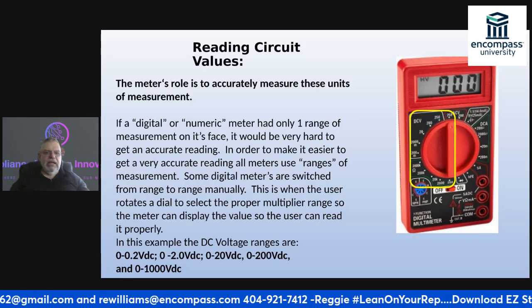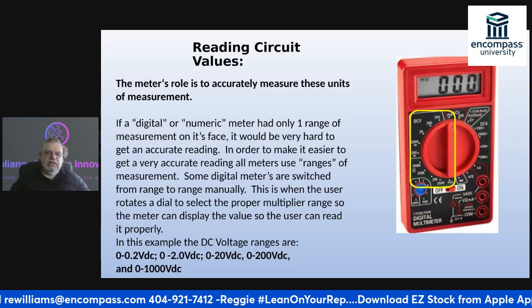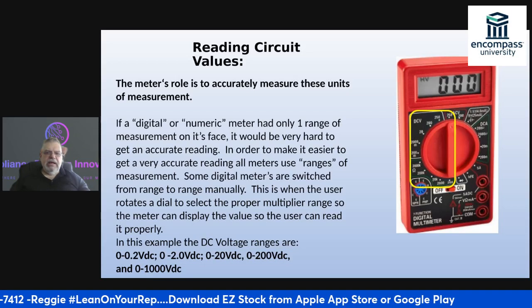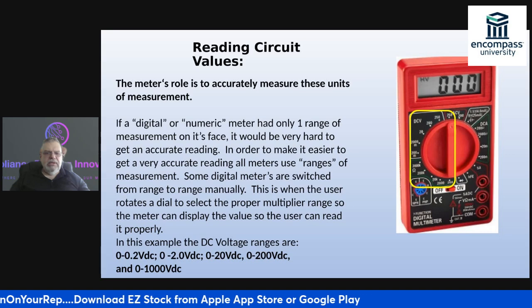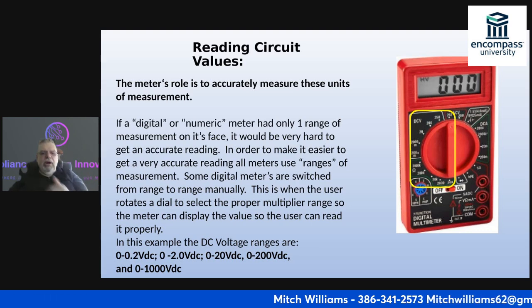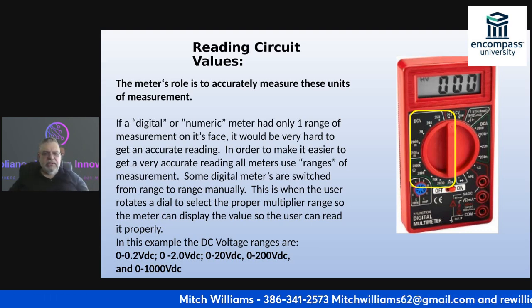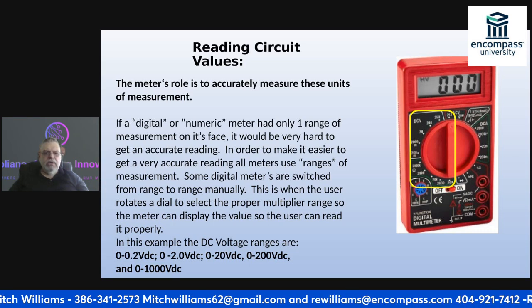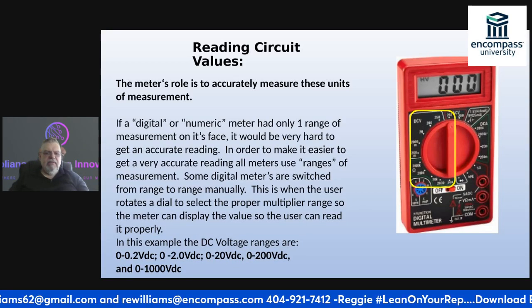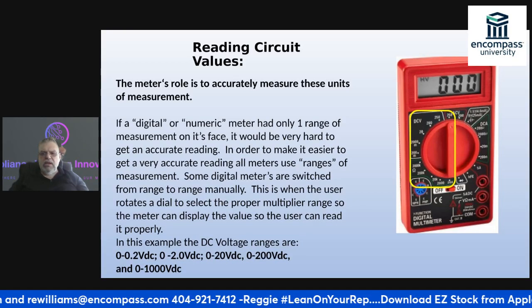Okay, if a digital or numeric meter has only one range of measurement on its face, it would be very hard to get an accurate reading. In order to make it easier to get an accurate reading on all meters, they use ranges of measurement. Some digital meters are switched from range to range manually. This is when the user rotates the dial to select the proper multiplier range so that the meter can display the value so that the reader can read it properly.